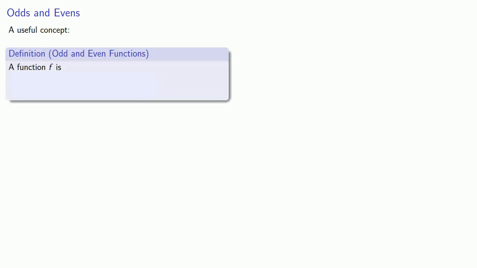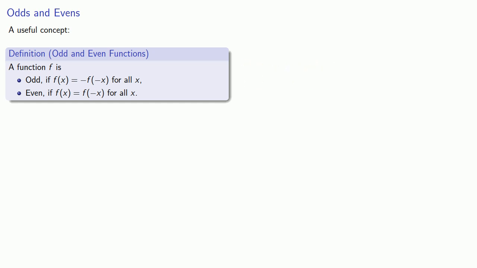Before plunging into finding Fourier series for other functions, let's introduce the following useful concept. A function f is odd if f of x equals minus f of minus x for all x, and even if f of x equals f of minus x.